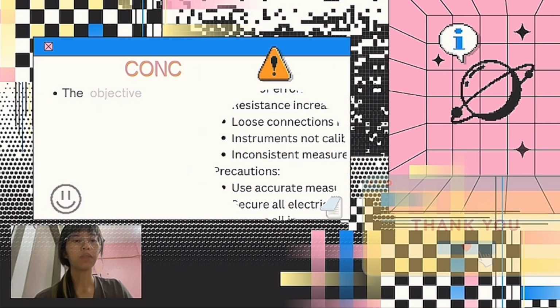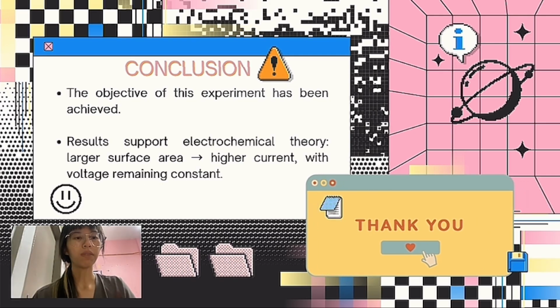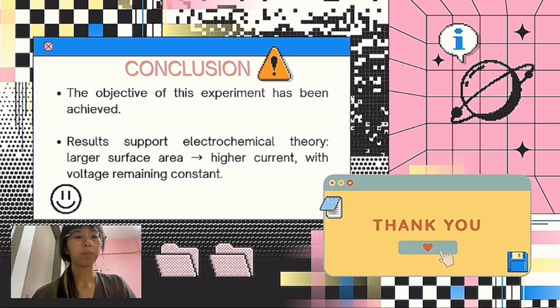In conclusion, the objective of this experiment has been achieved. The result supports the electrochemical theory of a larger surface area resulting in higher current with voltage remaining constant.